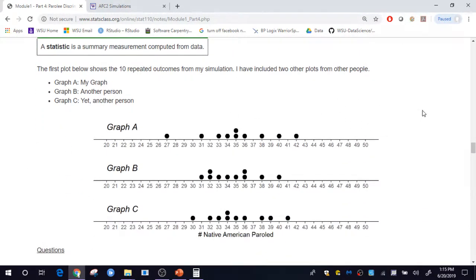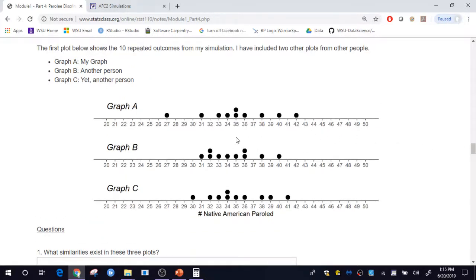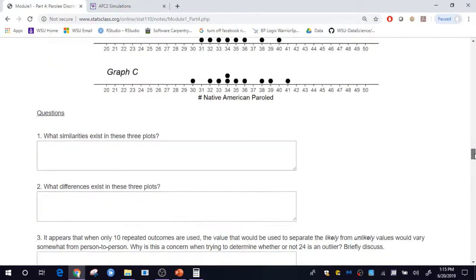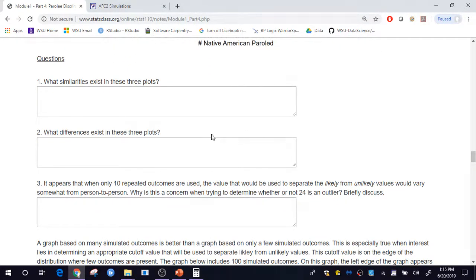So let us consider 3 graphs. Graph A was the graph that I obtained over my 10 repeated simulations. Graph B was just 10 repeated simulations from some other person. And then graph C was just yet another person that received their 10 simulated outcomes. I'll just take a moment here and let you answer these questions that are on the screen. So go ahead and hit pause and provide an answer to these questions.